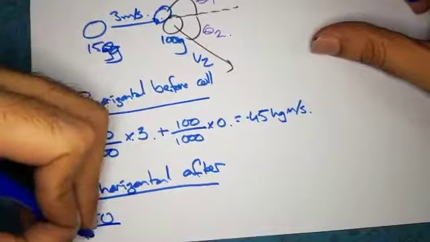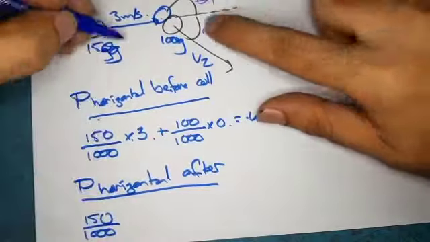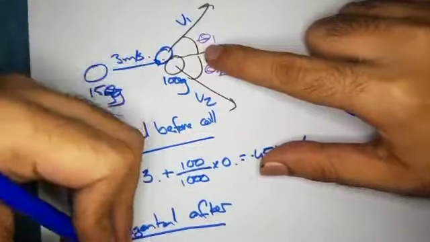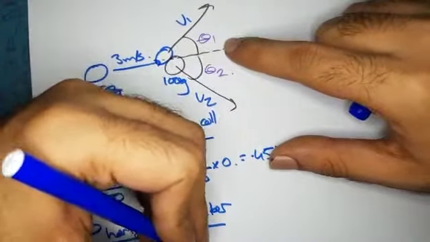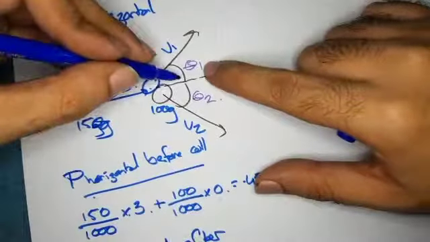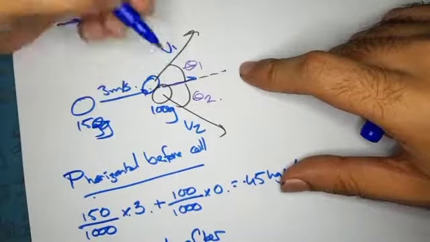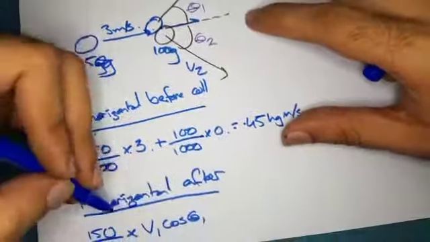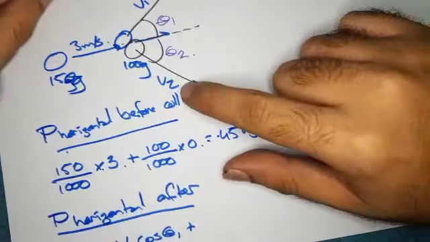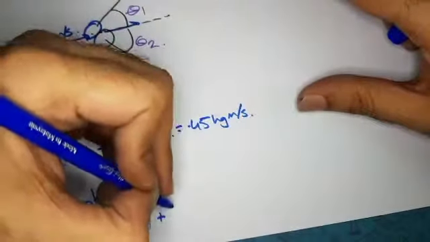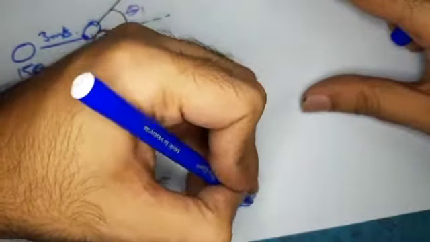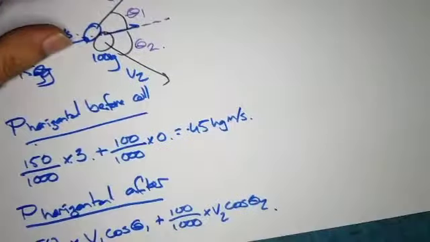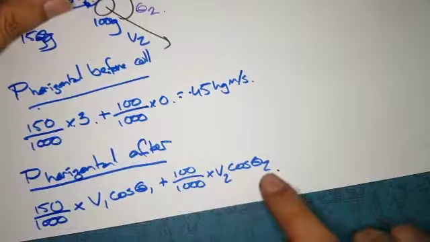So 150 grams, basically 150 divided by 1000, because it's this mass, into V1 cos theta 1, right? Because this is theta 1 and cos is the horizontal component. Do you agree? Nice. Plus the horizontal component of this mass, which is going to be 100 grams, 100 divided by 1000 into V2 cos theta 2. So this is the horizontal momentum after the collision.